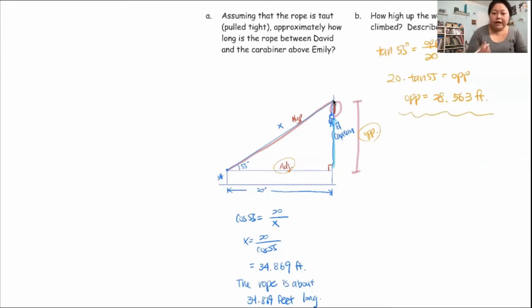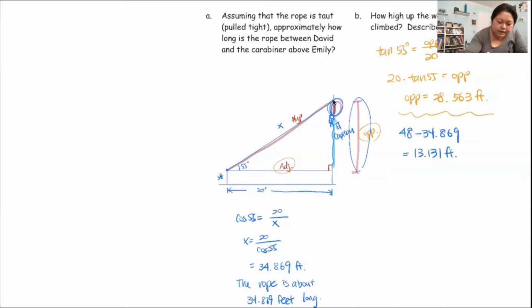Because we let out 48 feet length of rope, so I take 48 minus 34.869. So 48 minus 34.869. The rope above Emily is 13.131 feet. So now I know, based on this picture, I know this length. I know this length.